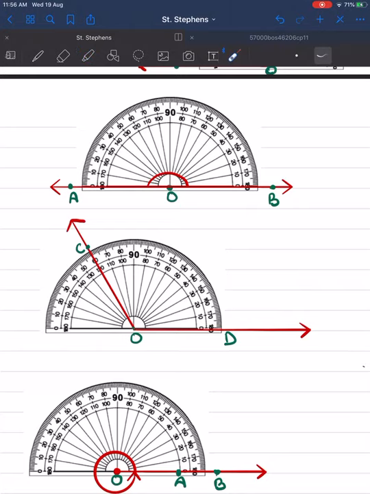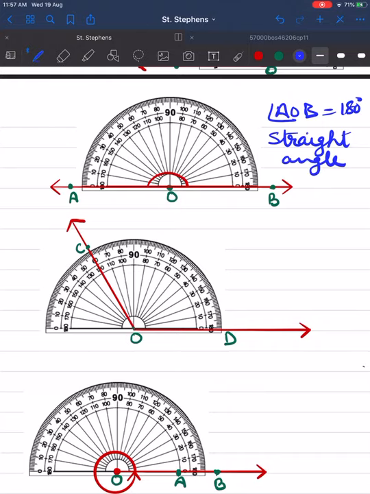Now if the initial and the final position of the rotating ray are opposite to each other, means it has taken a half turn, then it is called a straight angle. And we observe that in a straight angle we have two right angles. So here if the measure of an angle is 180 degrees, it is called a straight angle. And there are two right angles in a straight angle.